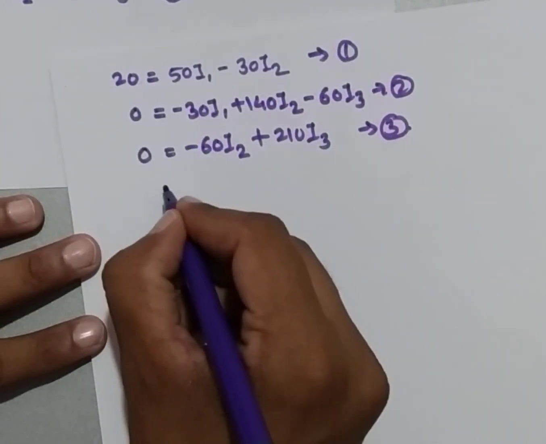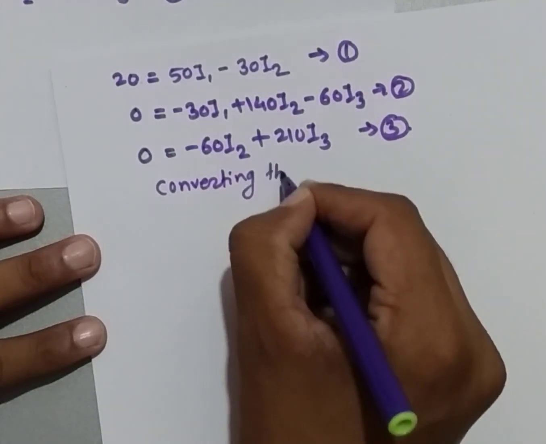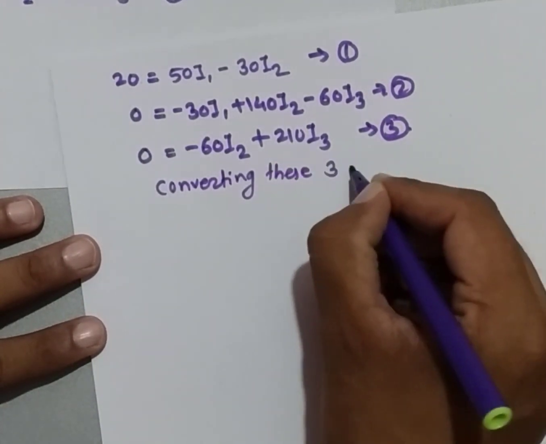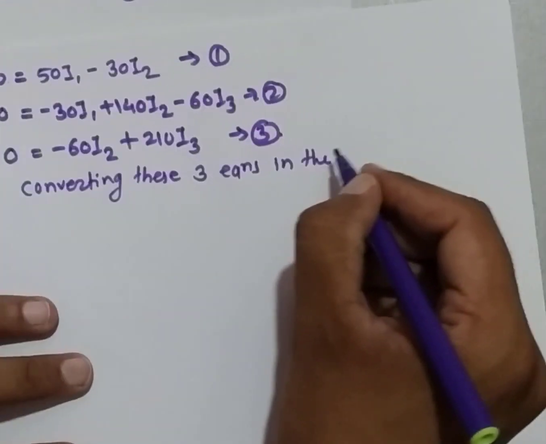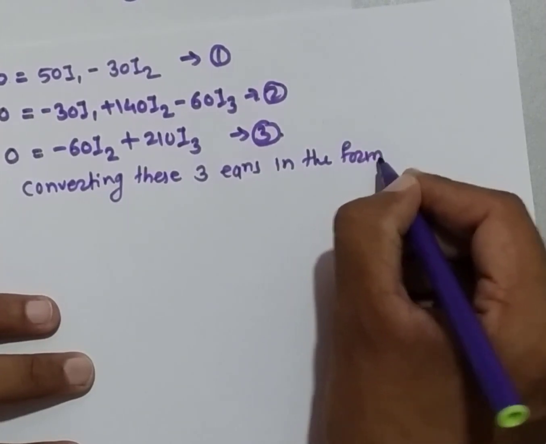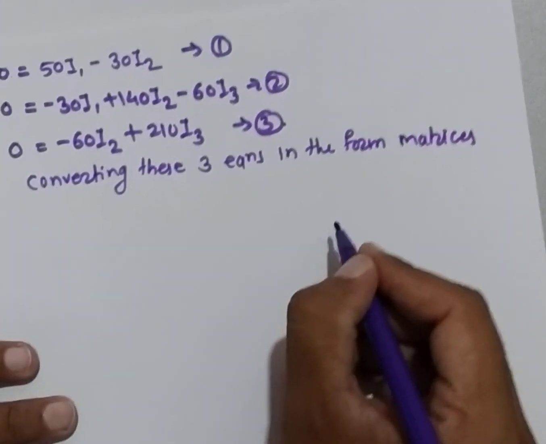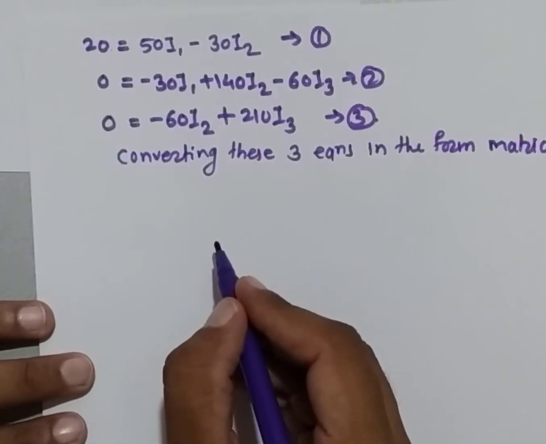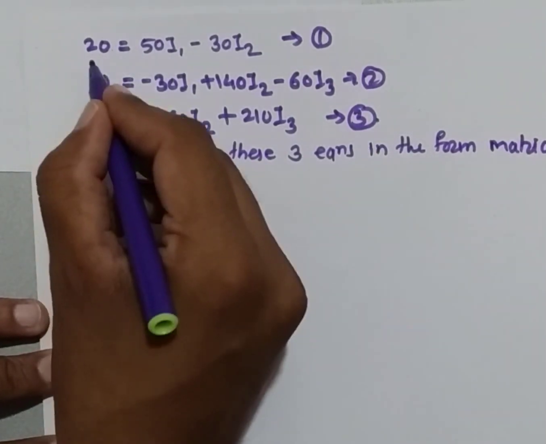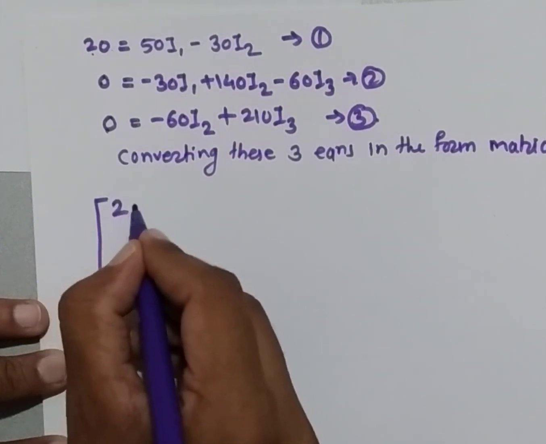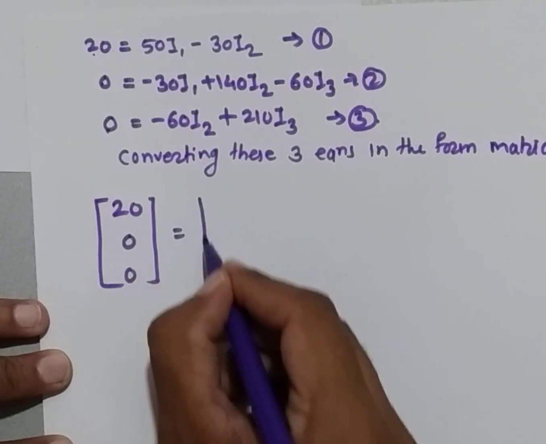Now converting these three equations in the form of matrices. So how to convert it? Pay attention over here. This will be the column matrix. So the constant values will form a column matrix: 20, 0, 0 is equal to.